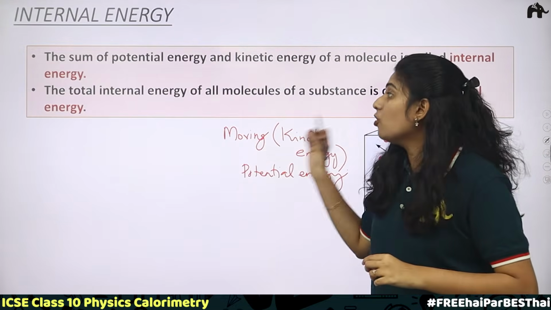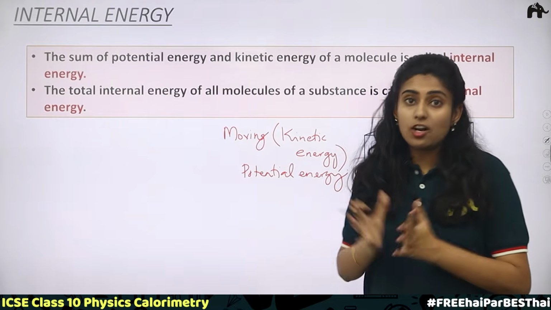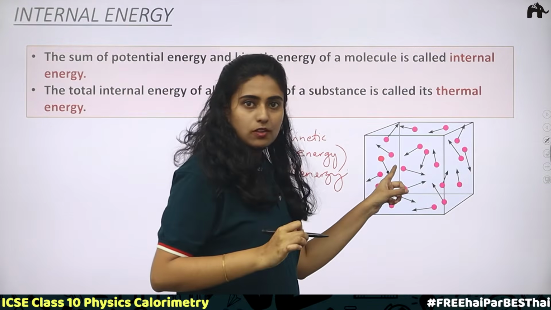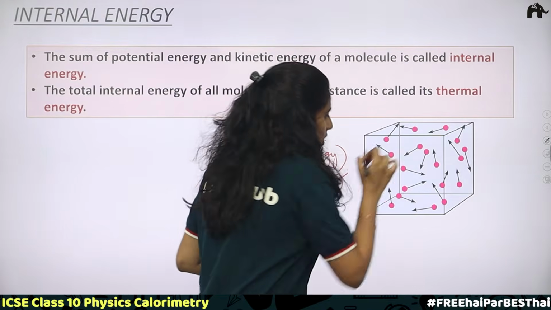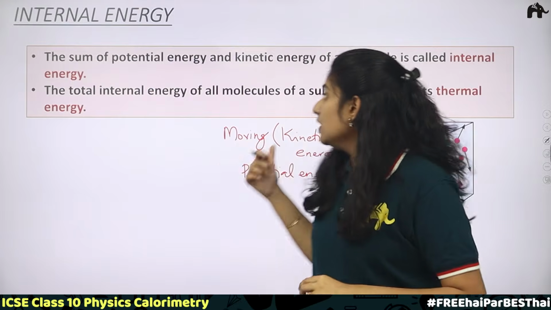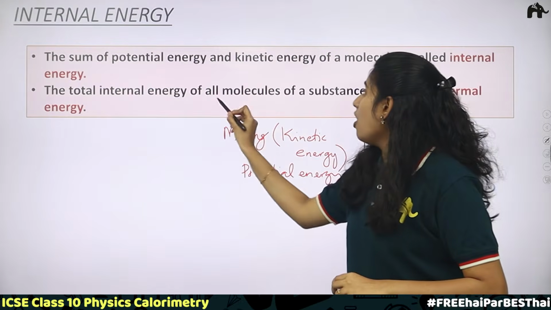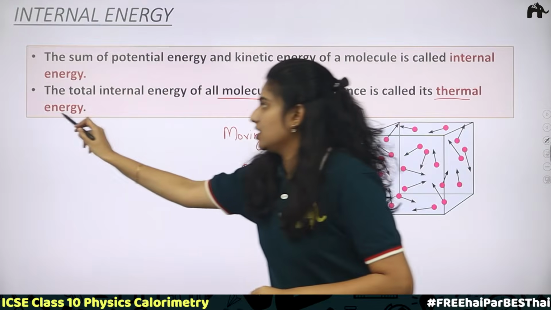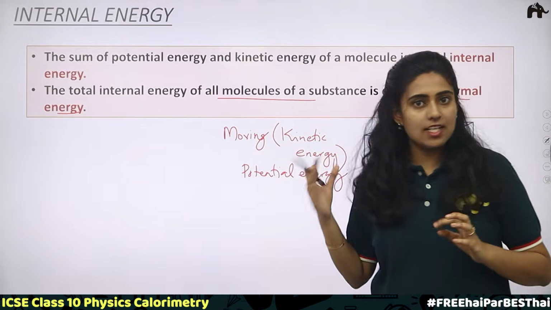Now, we need to know what thermal energy is. The total internal energy. We have said this is one molecule. This molecule will be having an internal energy. Next molecule will have an internal energy. Next molecule will have an internal energy. So, the total internal energy of all molecules of a substance is called its thermal energy. So, understood what thermal energy and internal energy is?